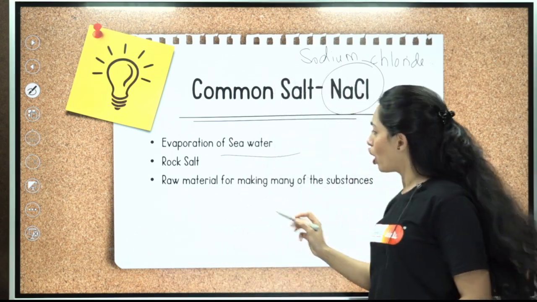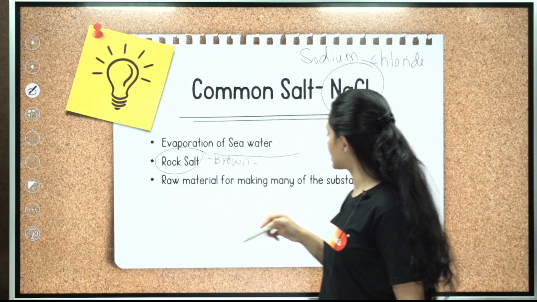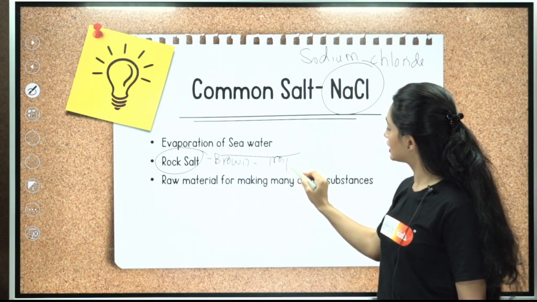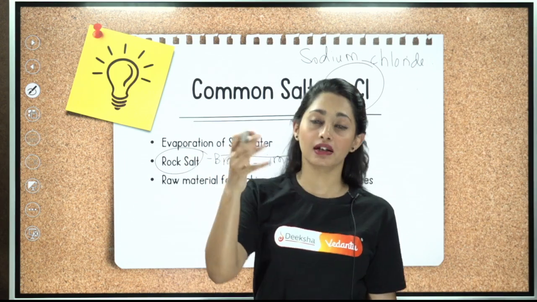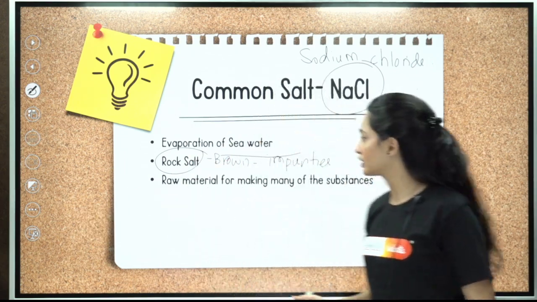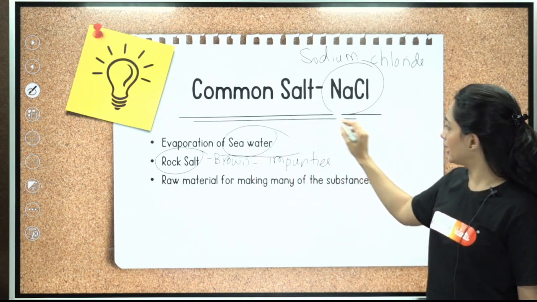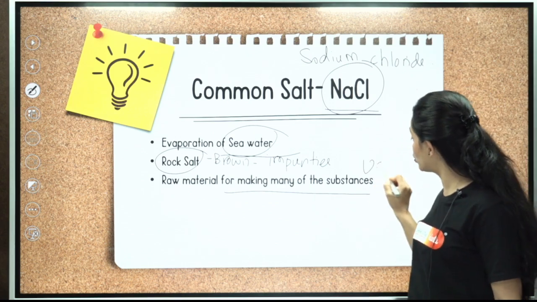Rock salt is brown in color, as it has some impurities. Other impurities, apart from NaCl, will be there. That's why it's called rock salt. By evaporation of seawater, we will get NaCl, a raw material for making many substances. What is the use?